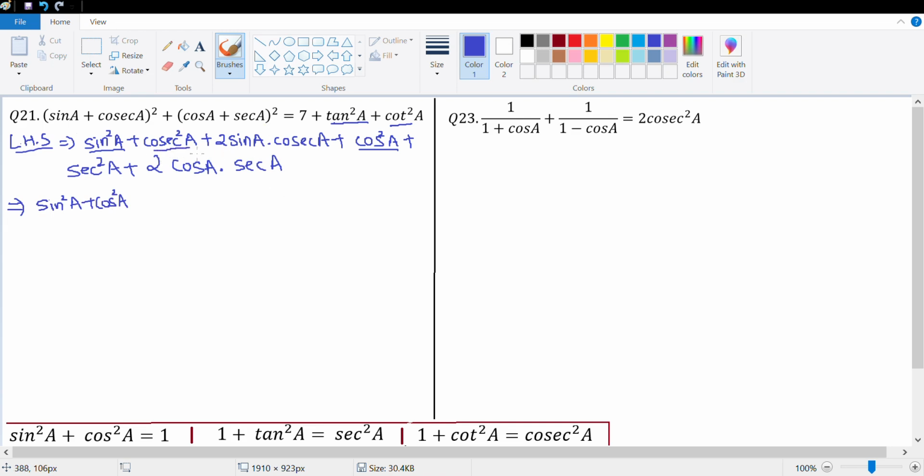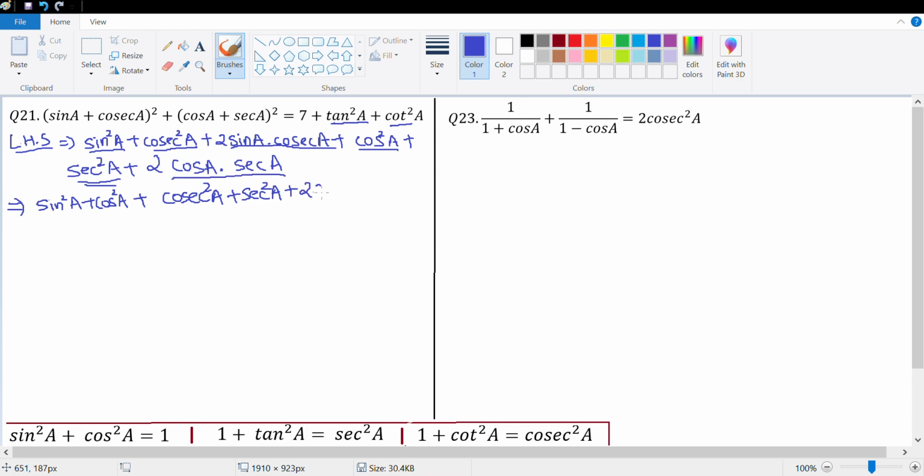Now I have a cosec square a and I have a sec square a. I don't need either of them. Instead of cosec square, I need cot square, and instead of sec square, I need tan square. So I'll have to convert cosec square into 1 plus cot square a and sec square into 1 plus tan square a. That leaves me with these two terms, 2 sine a cosec a and 2 cos a sec a.